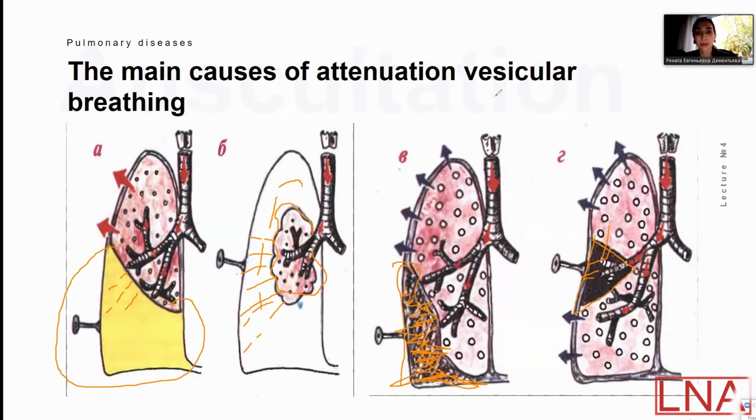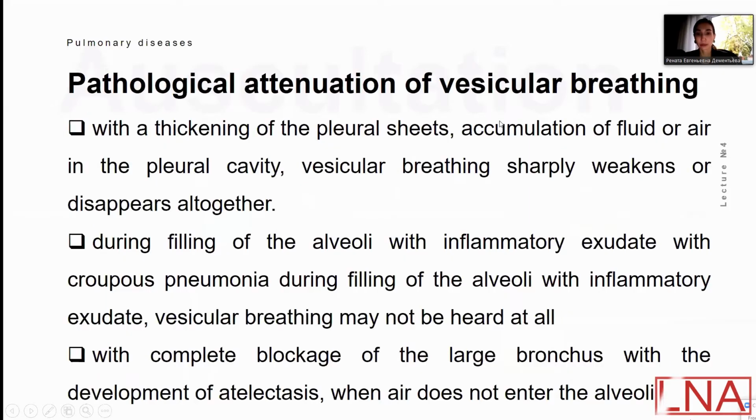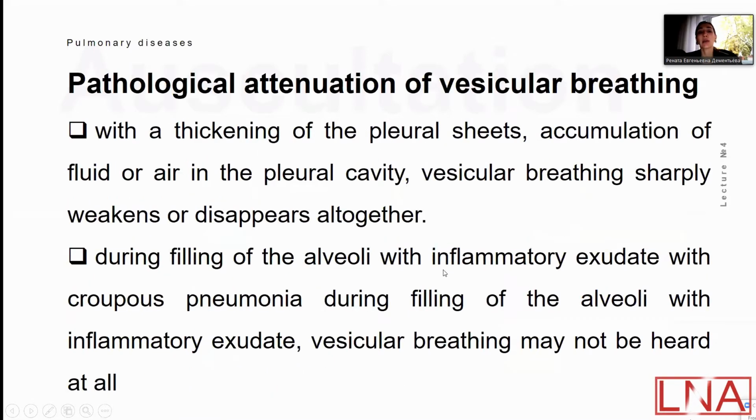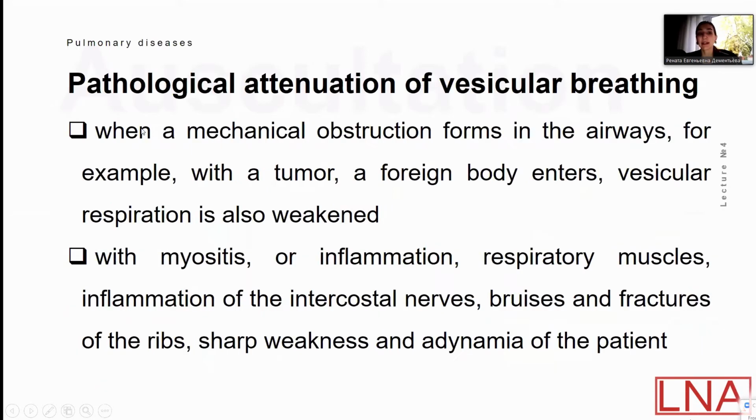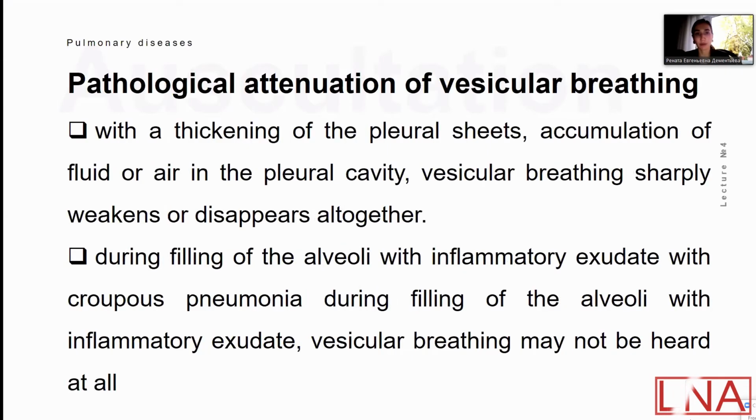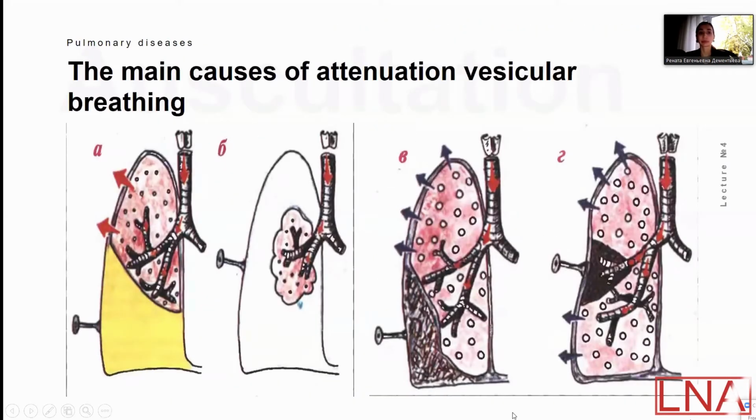Also due to thickening of the pleural sheaths, yes, also presence of inflammatory exudate, and also in case of myositis or inflammation of respiratory muscles, inflammation of the intercostal nerves, and reducing the level of inspiration and expiration. So, the mechanism of formation and the main causes of attenuation of vesicular breathing.